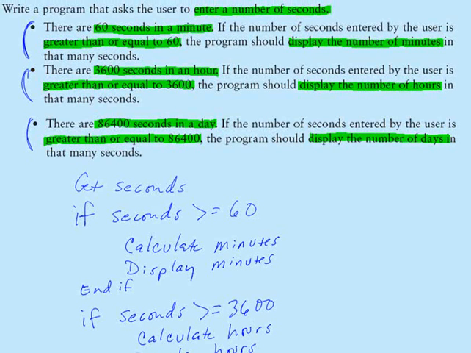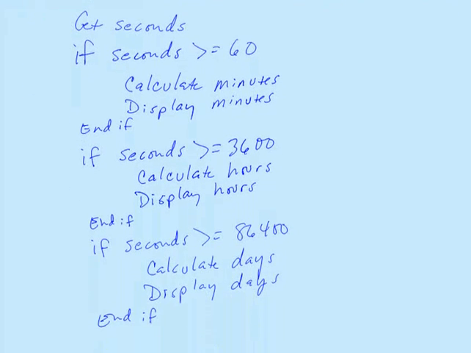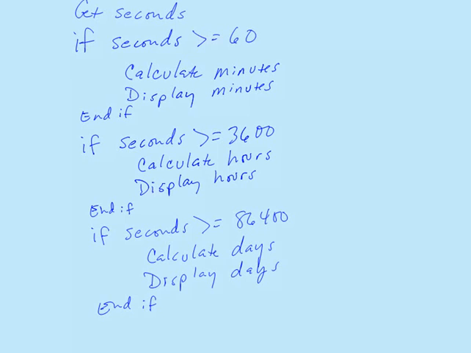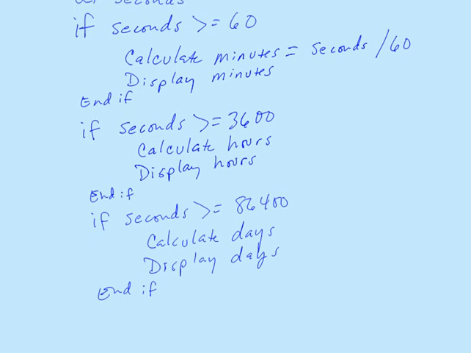Now, before we actually start writing Java code, we need to think a bit about the calculations that we're going to perform. We have 3 calculations listed here in the algorithm, but we haven't given any details as to how we're going to perform those calculations. The first is to calculate minutes. How are we going to do that? Well, there are 60 seconds in a minute. So we would calculate minutes as seconds divided by 60.